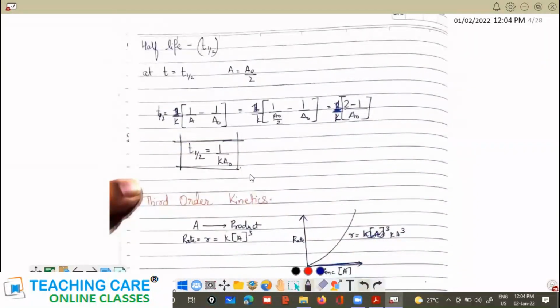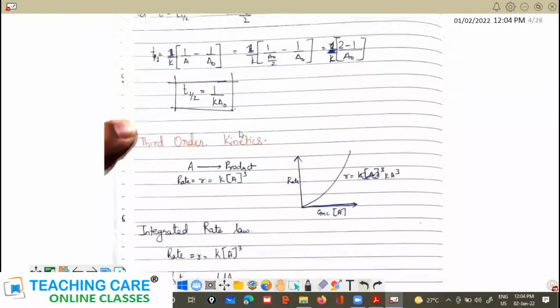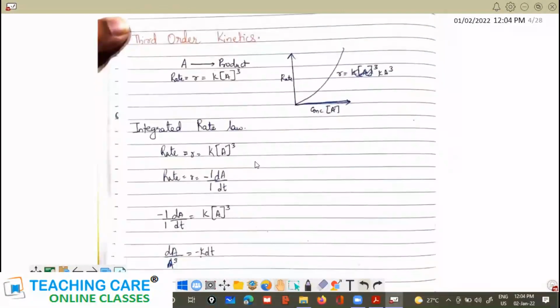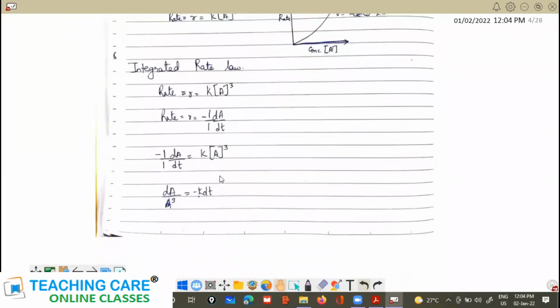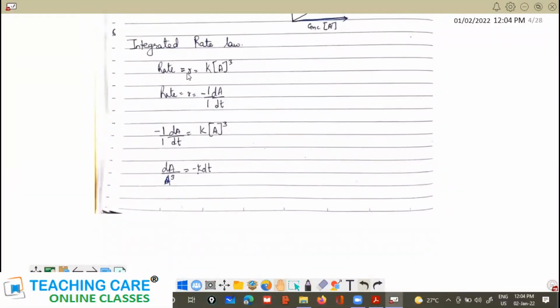Yes, ma'am. Okay, moving further with third order kinetics. Third order kinetics will be R is equal to K times concentration of A to the power 3. So here the rate, the integrated rate law, if you see the solution, will be dA by A cube is equal to minus K dt.